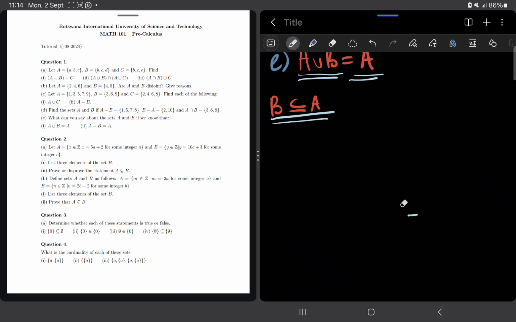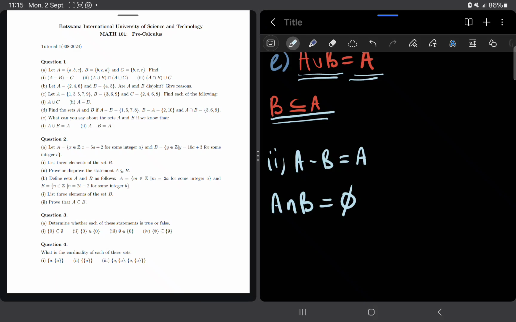Now we go to the second part. Part II says A minus B is equal to A. Well, if A minus B is equal to A, that means A and B are disjoint. They have nothing in common, such that when you remove B from A, you still get A. So it means that A intersection B is equal to nothing, an empty set.